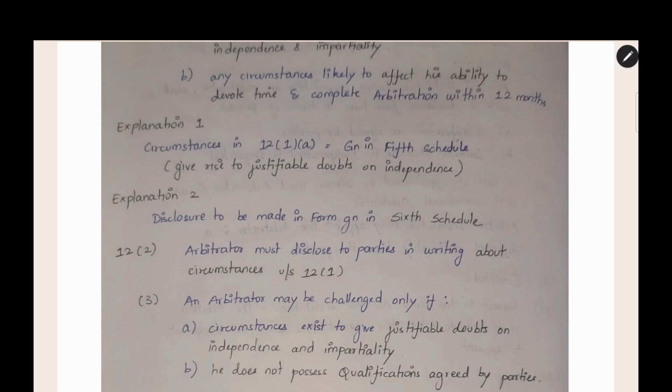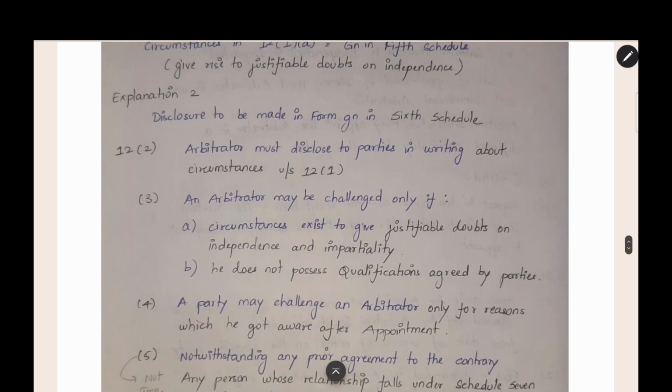The next thing is section 12 subsection 2. The arbitrator must disclose to the parties in writing about the circumstances. An arbitrator may be challenged. You can challenge the arbitrator's appointment only if circumstances exist that give justifiable doubts on impartiality. If you have a doubt that he is acting partially towards any party and you have the circumstances as proof, in this case you can go and challenge the appointment.